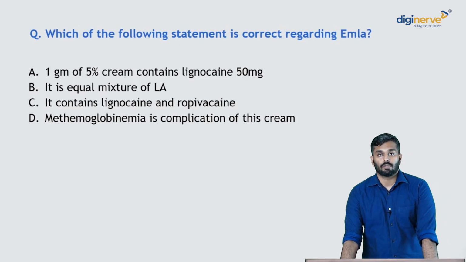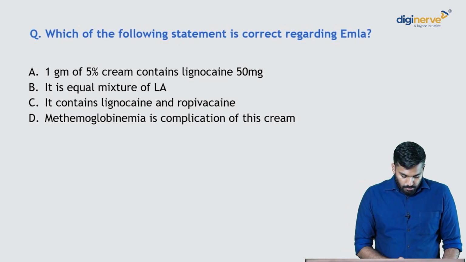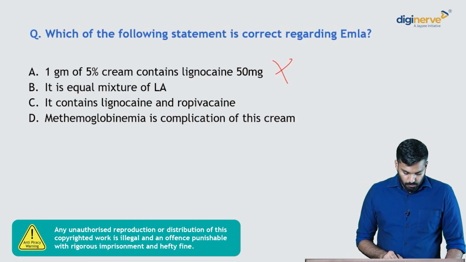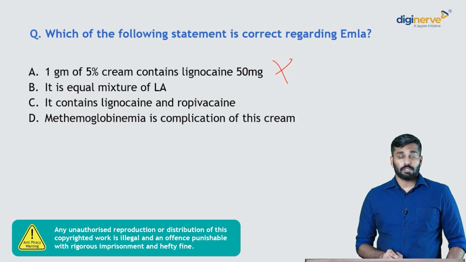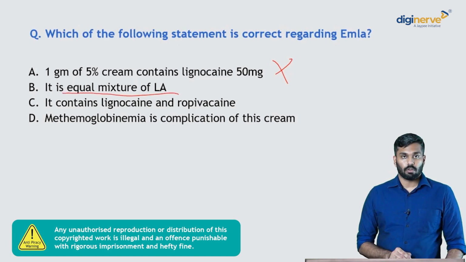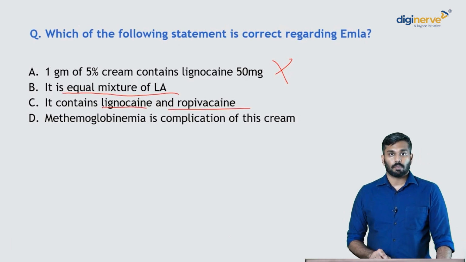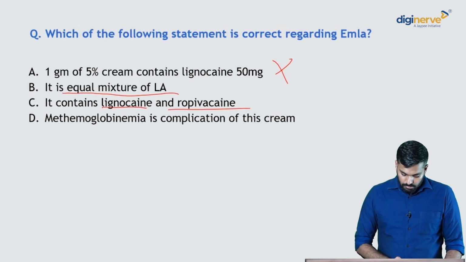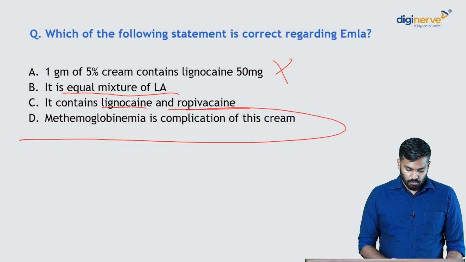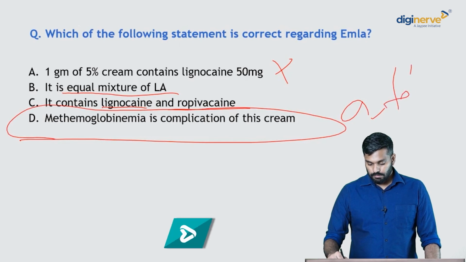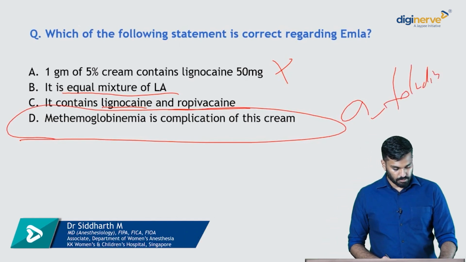Okay, next question is, which of the following statements is correct regarding EMLA? EMLA is eutectic mixture of local anesthetics. 1 gram of 5% cream contains lignocaine 50 mg, no, does not contain 50 mg. It is eutectic mixture of local anesthetics. It contains lignocaine and prilocaine. Methemoglobinemia is a complication. Yes, methemoglobinemia is a known complication because the breakdown product is O-toluidine. Okay, so option D should be the correct answer.